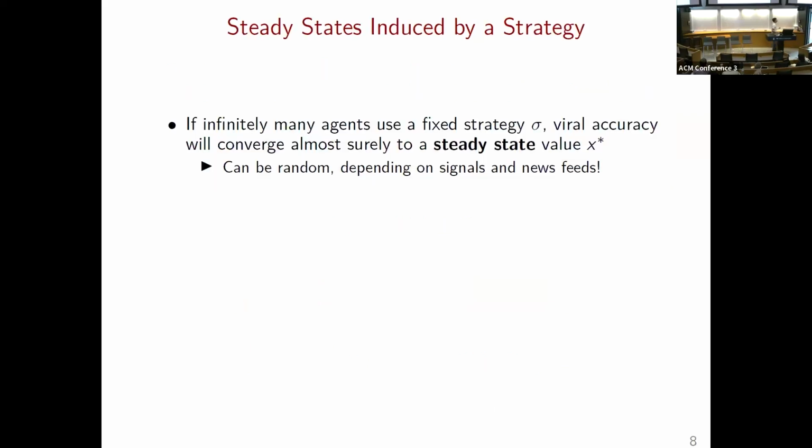This viral accuracy is useful because it turns out it's going to converge almost surely in this system. So if you had an infinite number of agents sharing using any fixed strategy, which might or might not be an equilibrium, the viral accuracy would converge to some steady state value x star. And this is going to describe the long run accuracy of what people are sharing on the system. It turns out that this converges, but it doesn't have to converge to a deterministic limit. It could be that there's a positive probability of converging to one steady state, maybe where the viral accuracy is high, and a positive probability of converging to another one where the viral accuracy might be low.